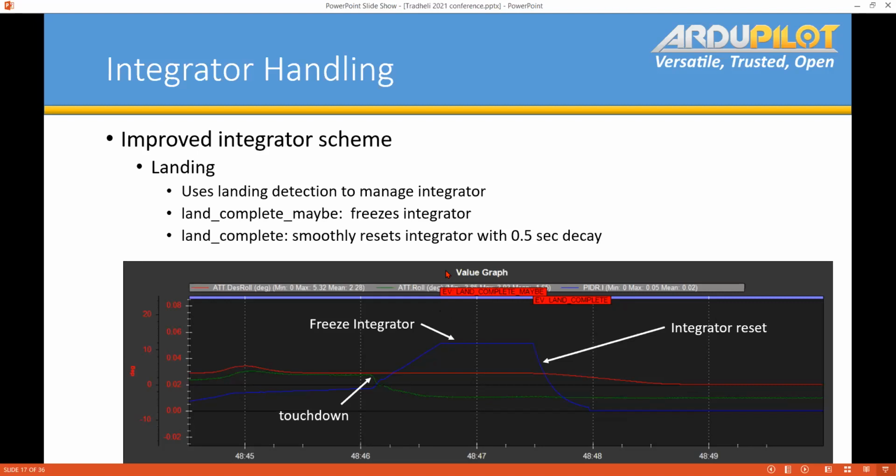Now, when the landing detector says, "Hey, I think we're landed," and it invokes the land complete maybe flag, it freezes the integrator at that point. Then once it says, "Yeah, I know I'm landed," it will smoothly decrease that integrator value over half a second, and then reset it to 0.